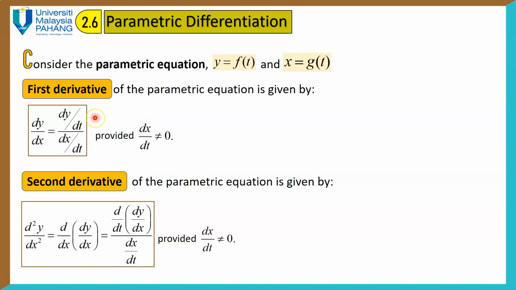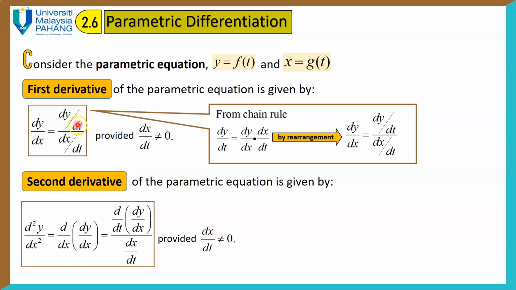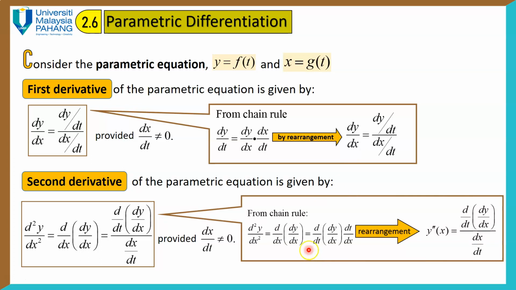So how do we get this formula? Basically, this formula comes from the chain rule. You can see here how we obtain the formula for dy/dx using parametric equations. The same applies to the second derivative; the formula also comes from the chain rule, as given here, and by rearranging, you can get the formula for y double prime of x of your parametric equations.